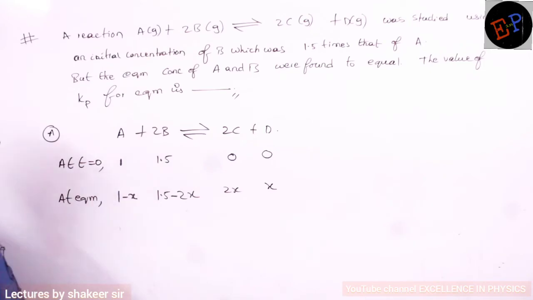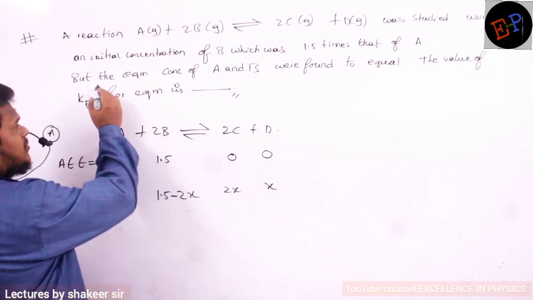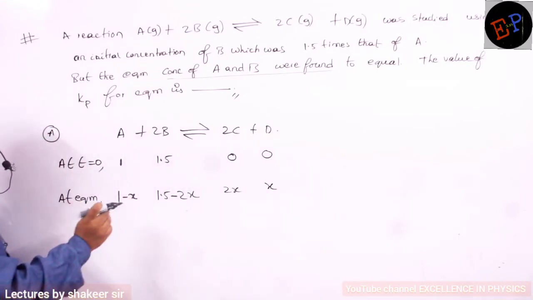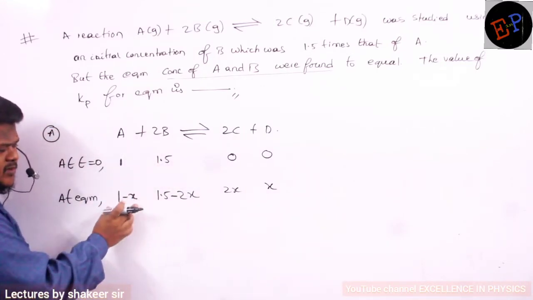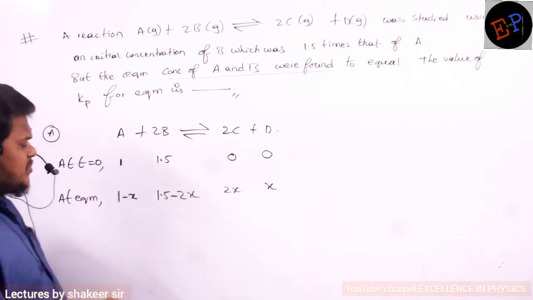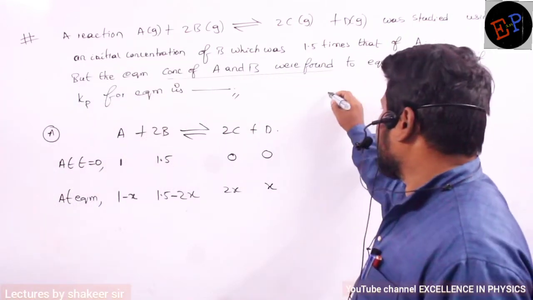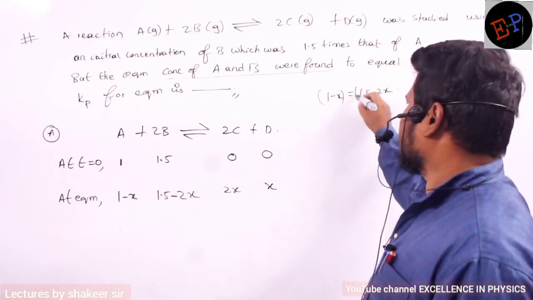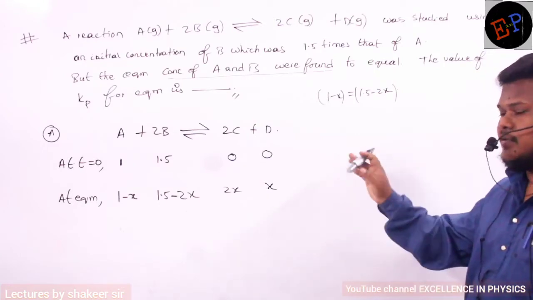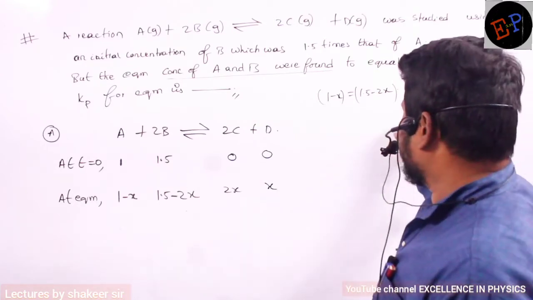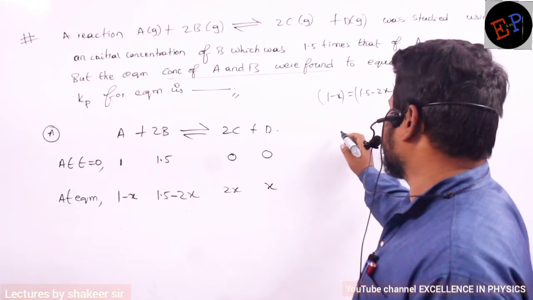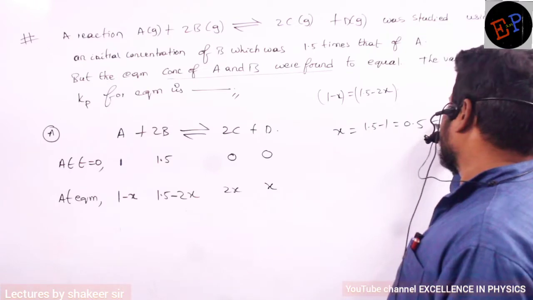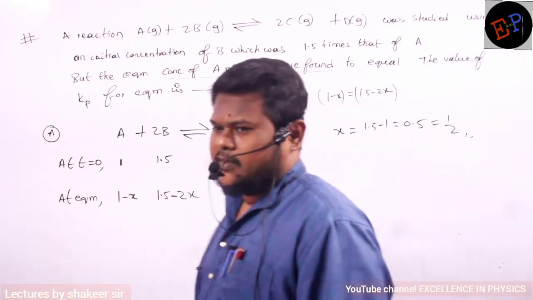Then one more point he gave. The equilibrium concentrations of A and B were found to be equal. So these values were found to be equal. What is the meaning of this? I will write 1 minus X should be equal to 1.5 minus 2X. Now do the calculation. So 2X minus X is X. X is equal to 1.5 minus 1, which is 0.5, which can also be written as 1 by 2. Clear? So that is the X value.